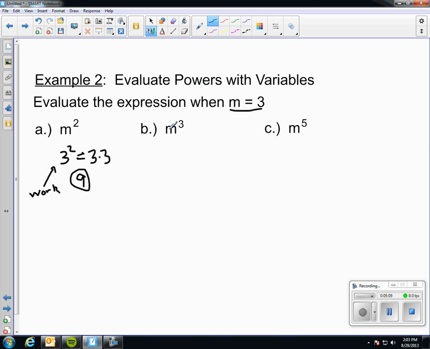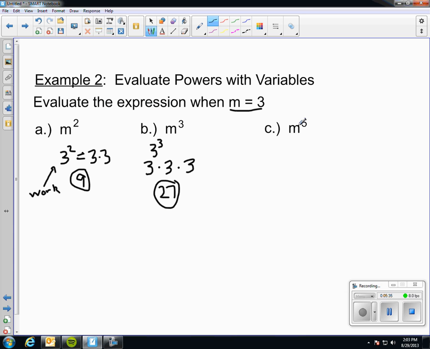For problem B, we have m to the third power, so I'm going to do 3 to the third power. That equals, if you don't want to do an equal sign, you can write it underneath. 3 times 3 times 3. Okay, I always like working down, so working underneath is great. And then I multiply that. 3 times 3 times 3 is 27. Again, you can use your calculator or do it in your head.